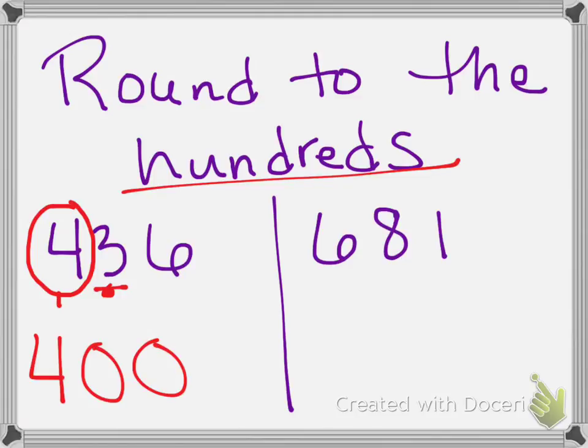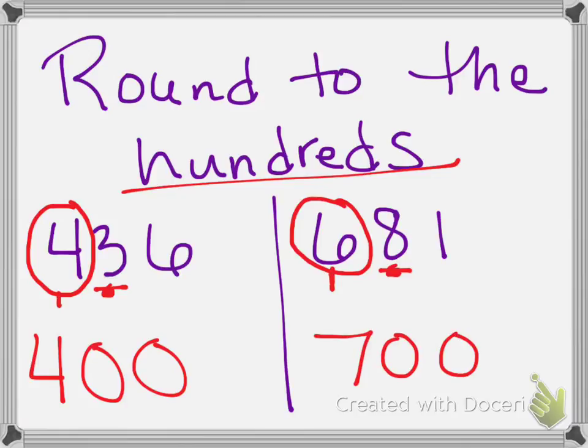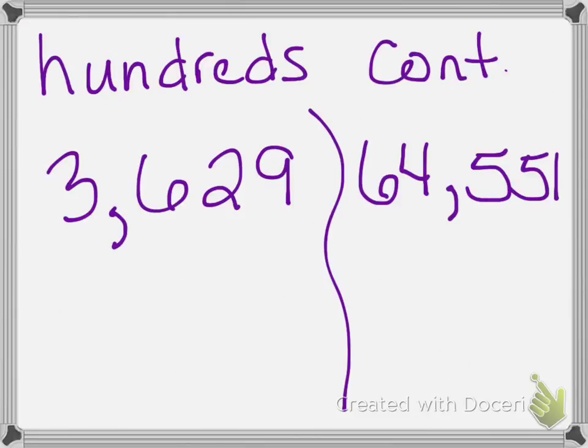Another example, 681, circling the hundreds place, and then you have the messenger to the right. Asking, is this closer to 600 or 700? Our messenger is telling us that it's past the midpoint of 5, and so this 600 is actually going to go up to 700. It's closer to 700.